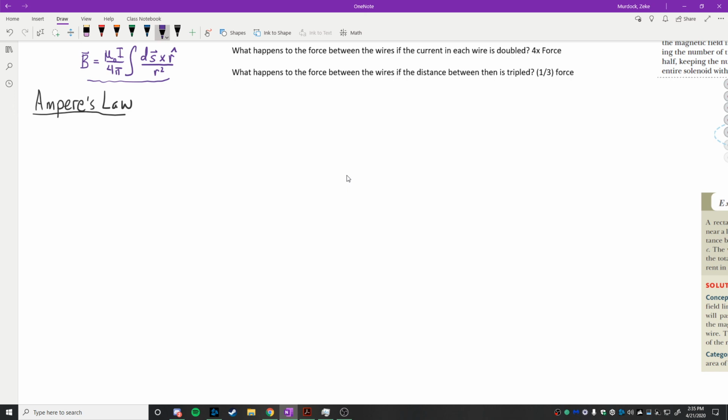Ampere's law is different from this, but it solves the exact same problem. It's basically a simplification of the Biot-Savart law. I'm going to write down what it states. So if I, for example, have a current carrying wire, a long piece of wire that carries current out of the board.